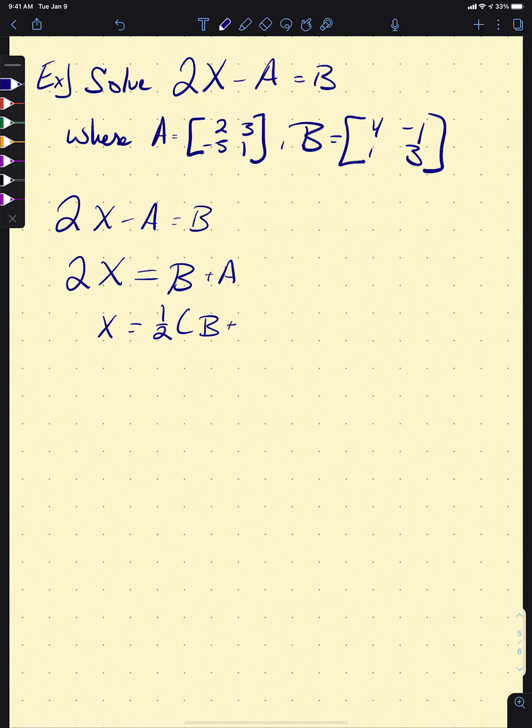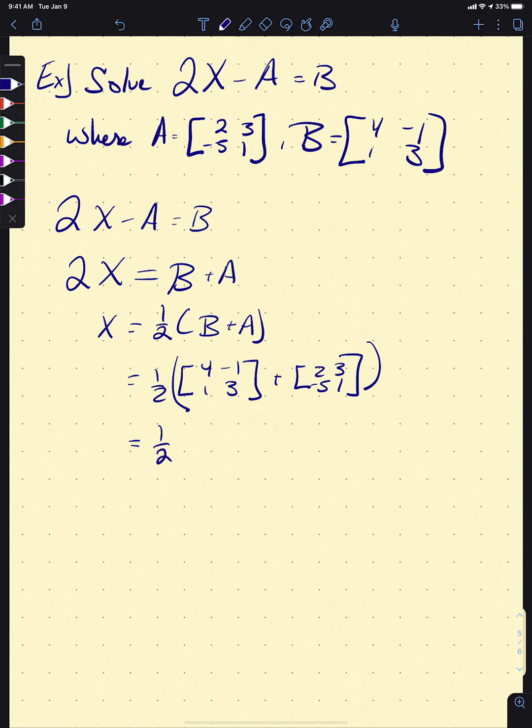We have 1/2 times B plus A, okay? But I know B and I know A, so I can solve this, right? This is going to be 1/2 times 4, negative 1, 1, 3, plus 2, 3, negative 5, 1, okay? Our addition here is going to happen element-wise. So we have 4 plus 2 for 6, negative 1 plus 3 for 2, 1 plus negative 5 for negative 4, and 3 plus 1 for positive 4.